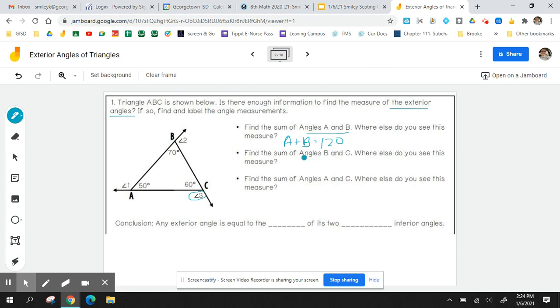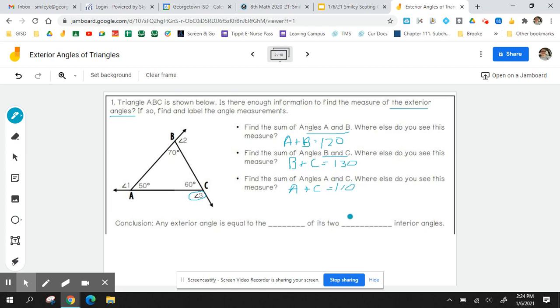If we want to find the sum of angles B and C, so B plus C, those are going to be 130, because we can combine 70 and 60 together to get 130. And then the sum of A and C, so A plus C, equals 110.